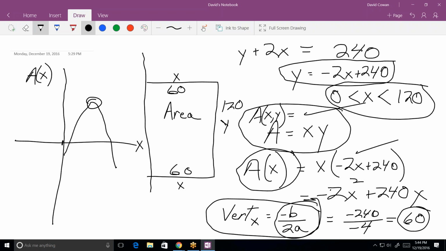Okay. Any other questions on this problem? No, that's it for that one. Okay. What else you got?